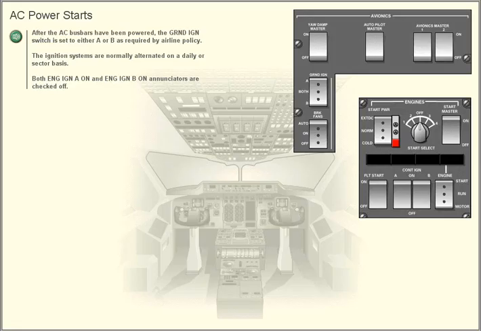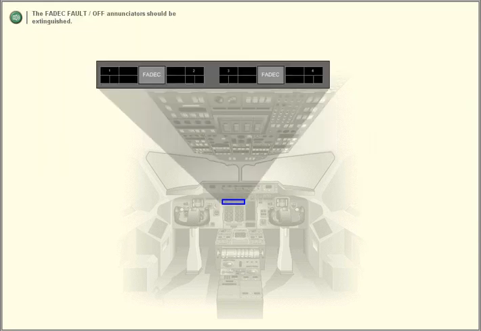AC power starts. After the AC bus bars have been powered, the ground ignition switch is set to either A or B as required by airline policy. The ignition systems are normally alternated on a daily or sector basis. Both engine ignition A on and engine ignition B on annunciators are checked off. The FADEC fault off annunciators should be extinguished.